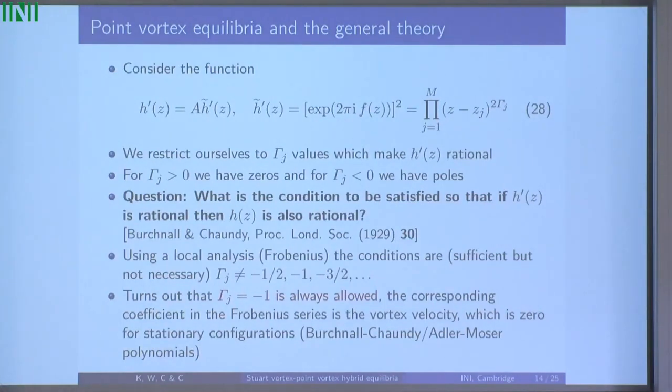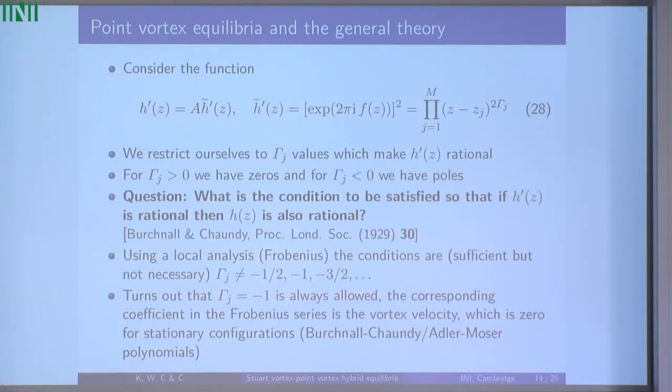And for example, gamma j of course cannot be minus half, because then you clearly have a simple pole, and so that's never allowed. But you can look at the next one. What about gamma j is minus 1? So it turns out that gamma j is minus 1 is always allowed. It doesn't matter, it's always allowed. Why? Because the Frobenius coefficient of that is basically the point vortex velocity field, and if they are all stationary, then that is 0. So that means that term will never show up.